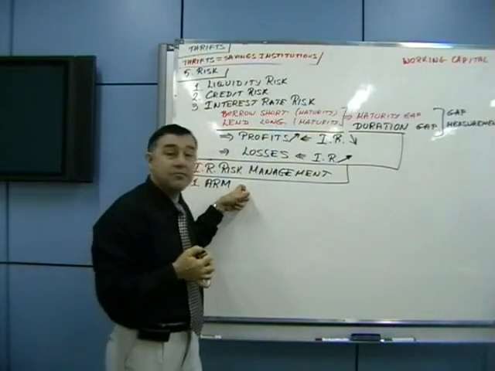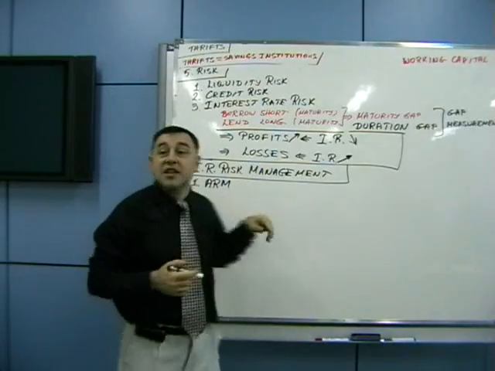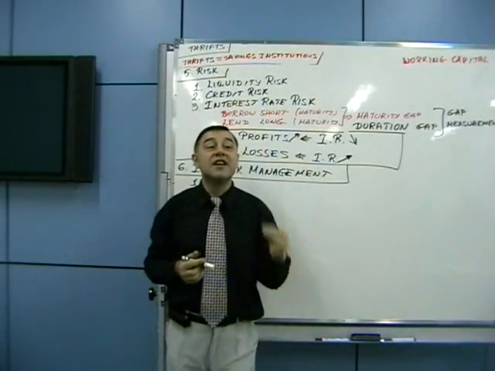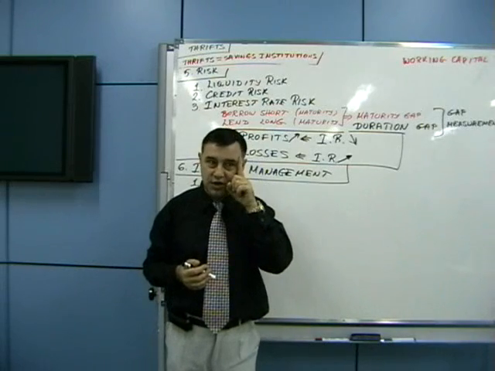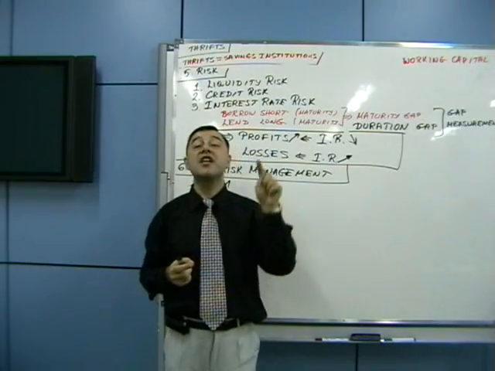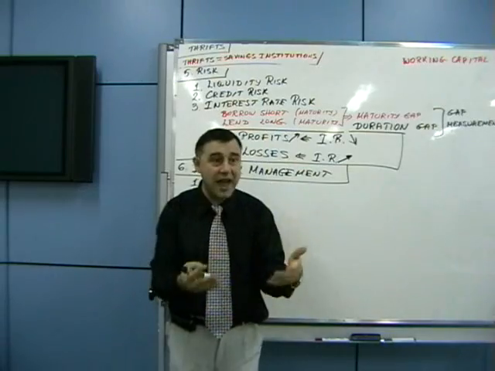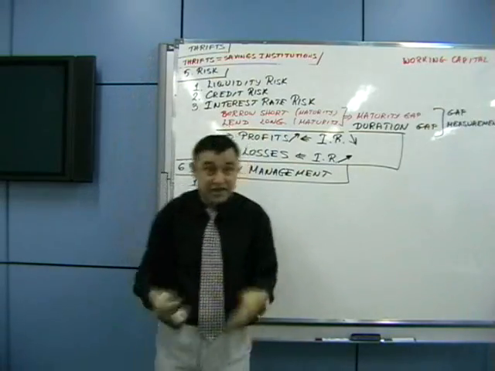Anyway, an ARM does the following. The interest rate risk does not disappear. The interest rate risk is there. It's still there. If interest rates triple, the risk is still there.